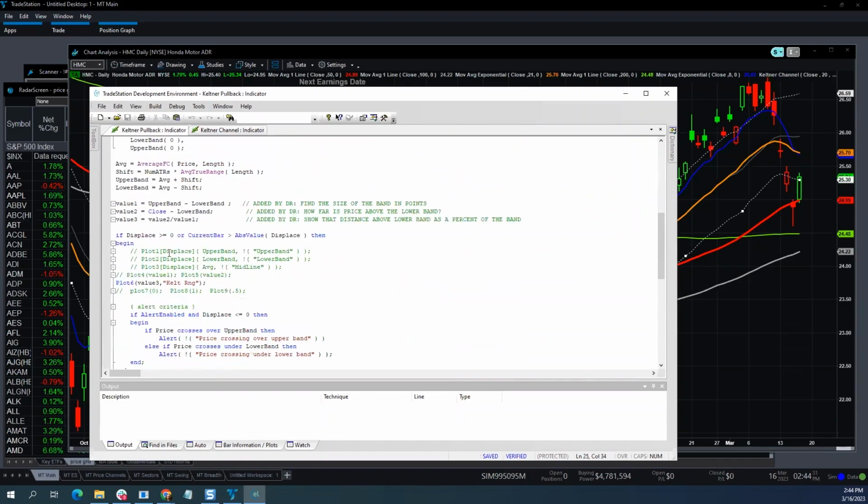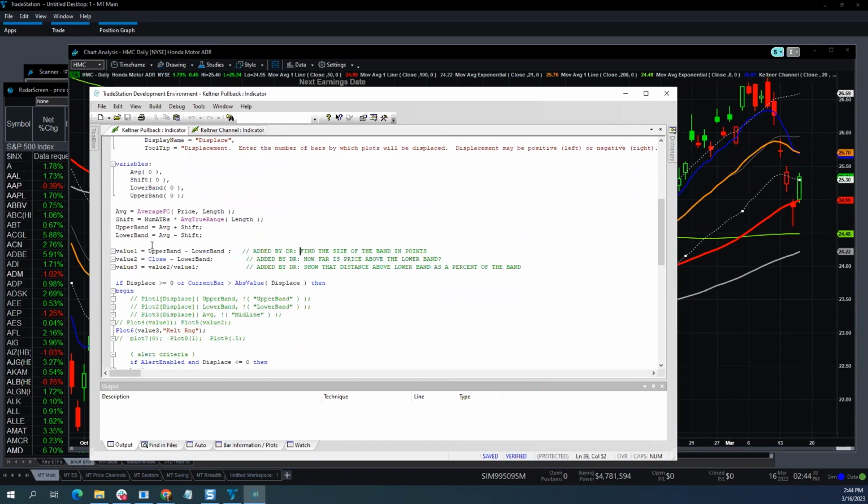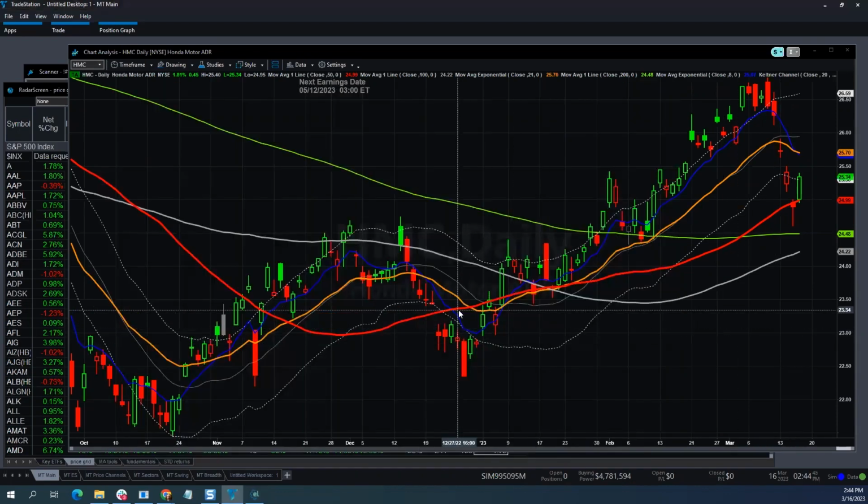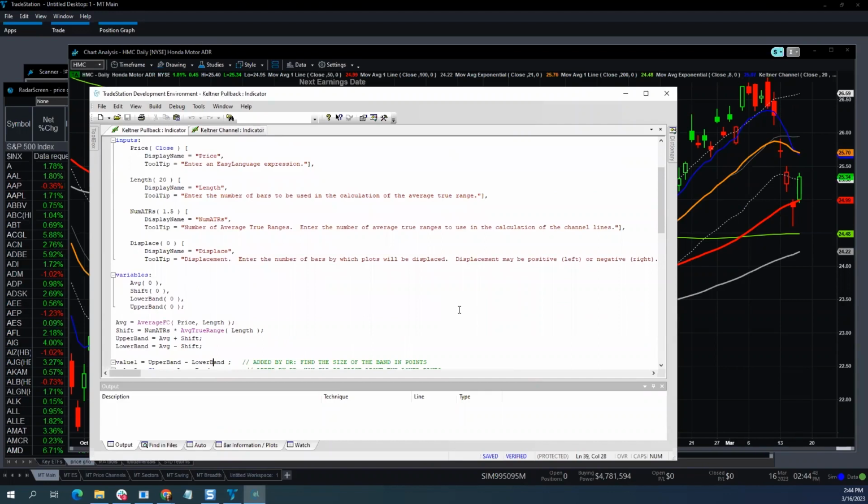All I did was comment out these plots. And all I did was add these lines right here where I said, here's the upper band, the lower band. Let's find how far apart they are. So I commented this all in for you guys so you can see how you can just adjust stuff and put them together.